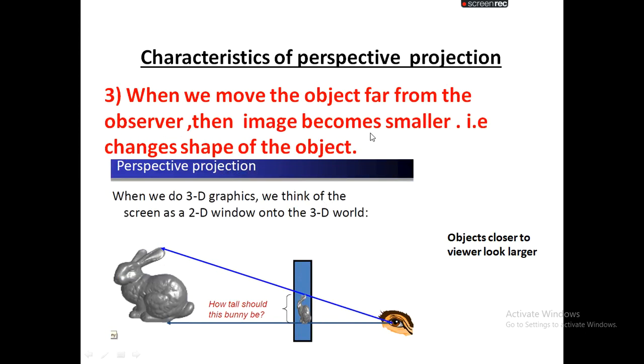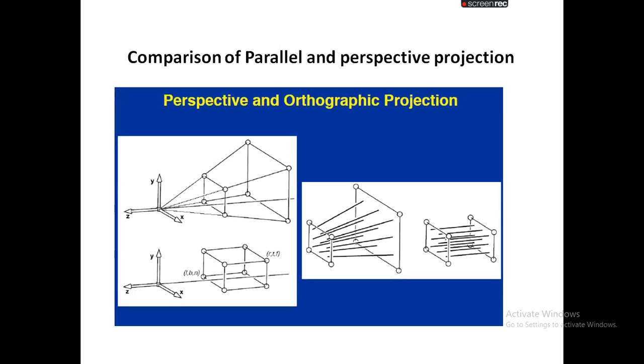And third, the characteristic: when we move the object far from the observer, the image becomes smaller. That means the shape of the object is changing. When objects are closer, we feel they are larger. When I move the object far from the camera or far from the projection plane, the size of the object goes on decreasing. This is the characteristic of perspective projections.